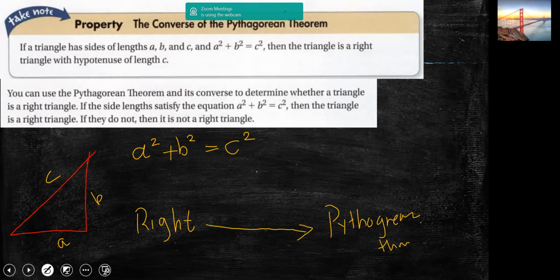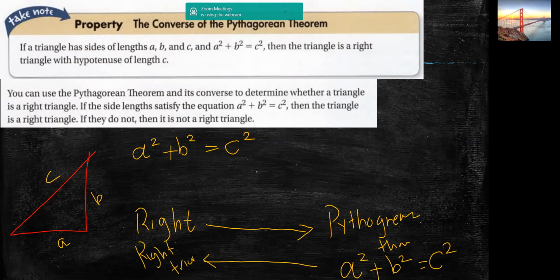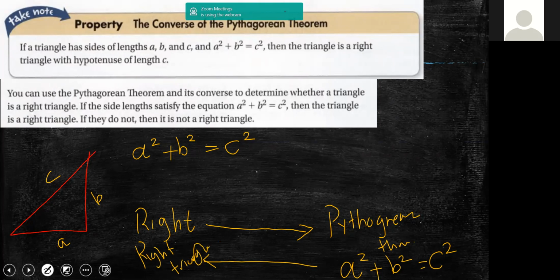Today now, if you use the Pythagorean theorem, and you see that A squared plus B squared is equal to C squared, if you see that this is working, that means you are talking about a right triangle. So I will use the Pythagorean theorem to determine whether this is a right triangle or not.